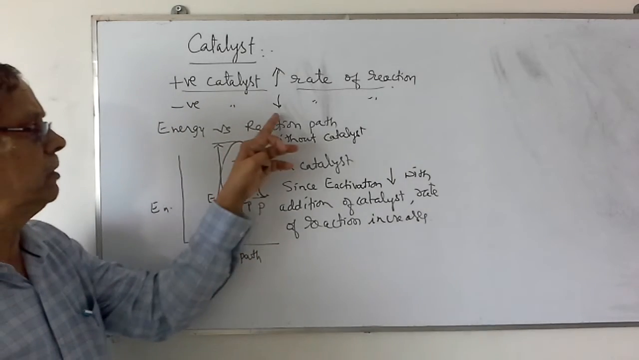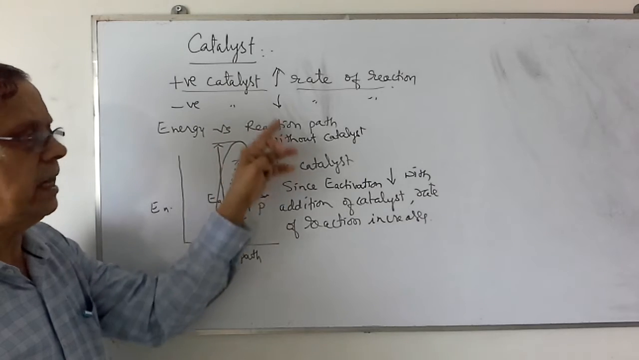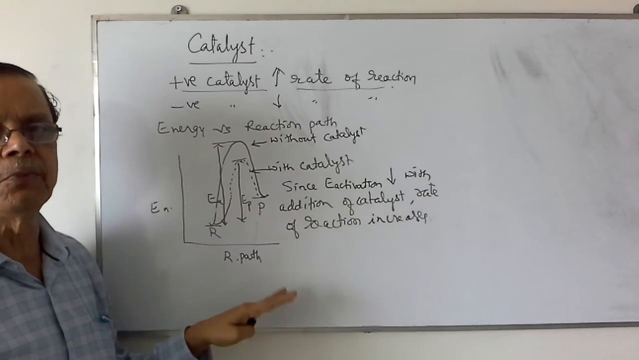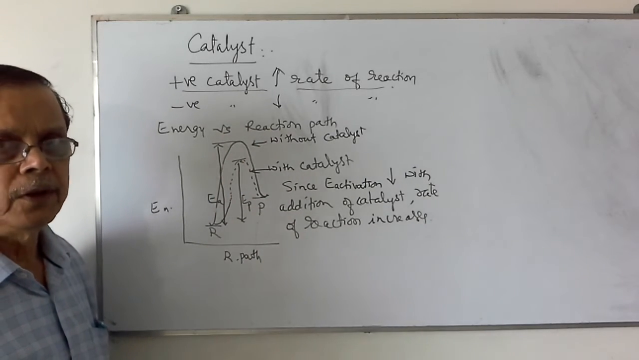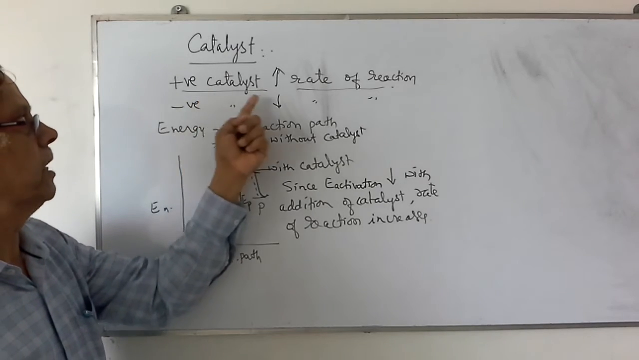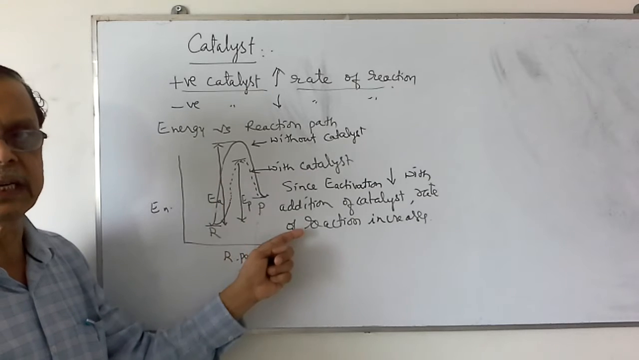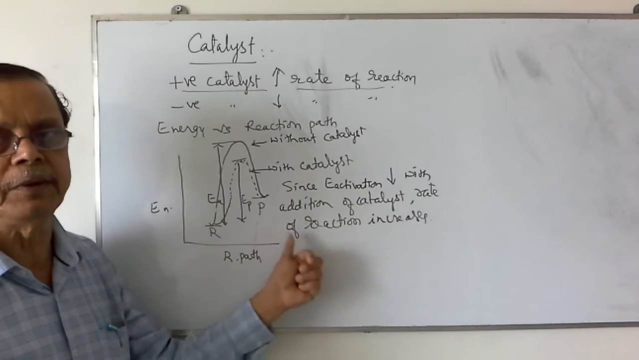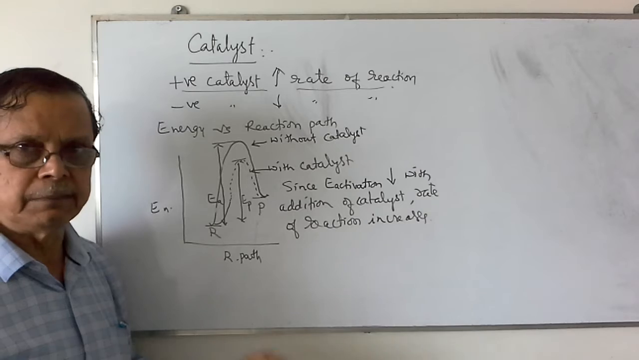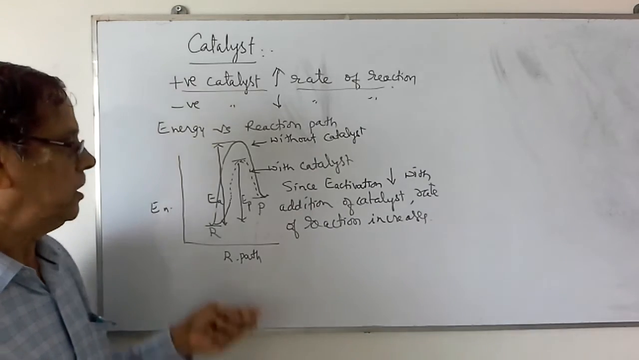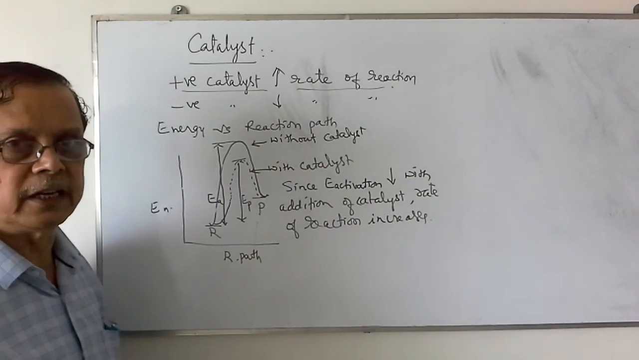In presence of the negative catalyst, there will be an increase in the energy of activation so that fewer molecules take part in the reaction. So this is one concept, that is, energy of activation decreasing by the addition of a catalyst because the reaction proceeds with a new reaction path or new mechanism. So that is the effect of the catalyst on the rate of reaction.